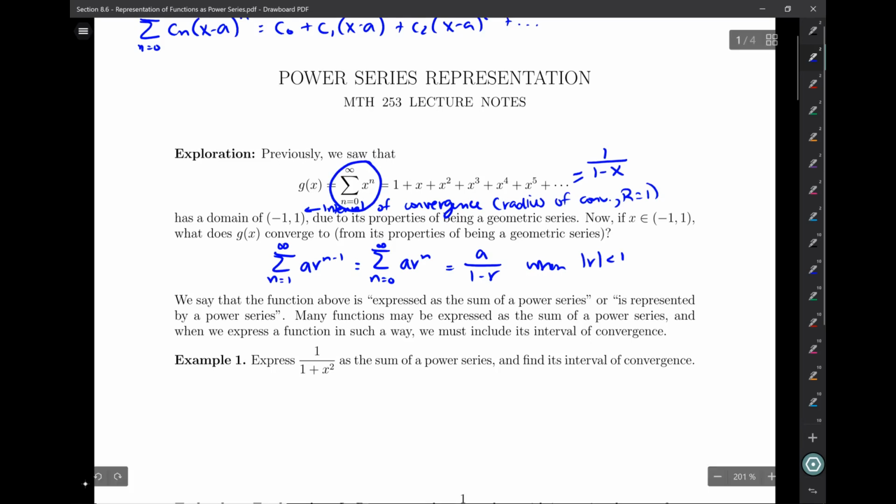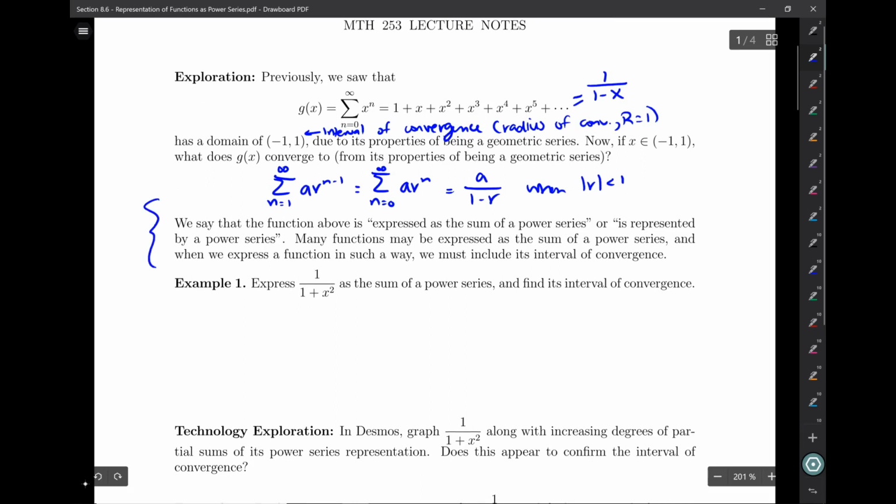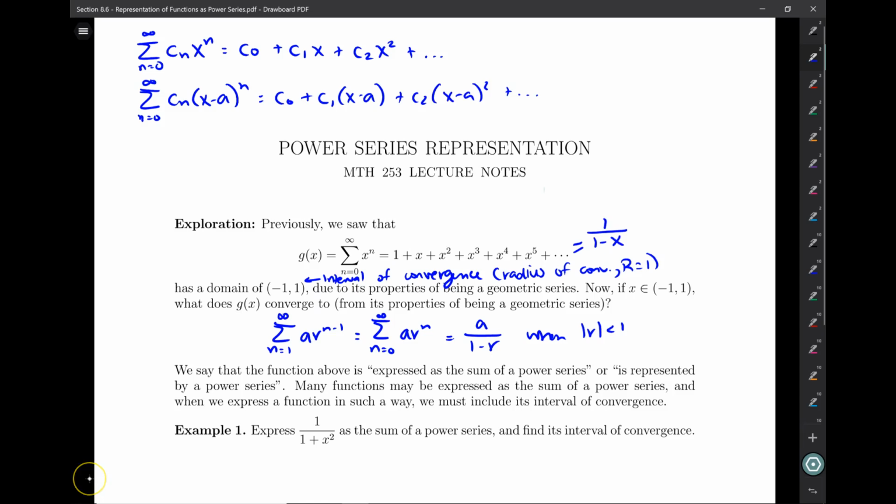So let's do a little exploration really quick. I do have an example and then another technology exploration, but I would actually like us to take a look at the technology exploration up here real quick. So let's go ahead and go into Desmos, and what we're going to look at in Desmos is comparing the function 1 over 1 minus x to its power series, which is this power series. In Desmos, we're going to essentially look at the nth partial sum.